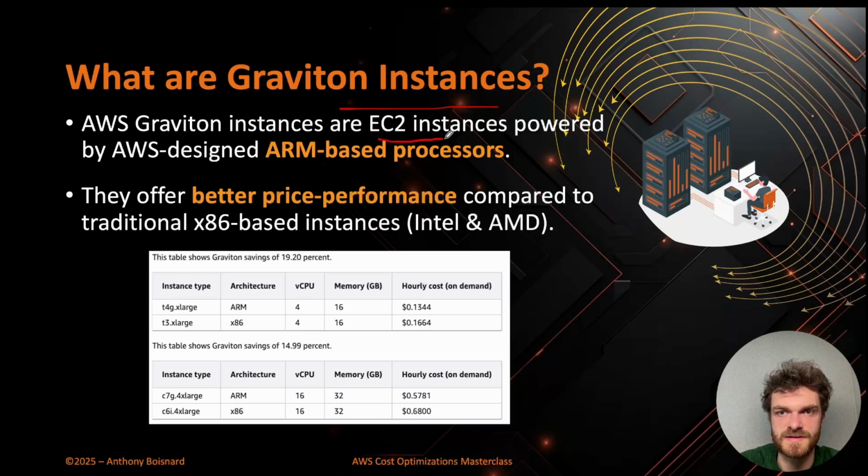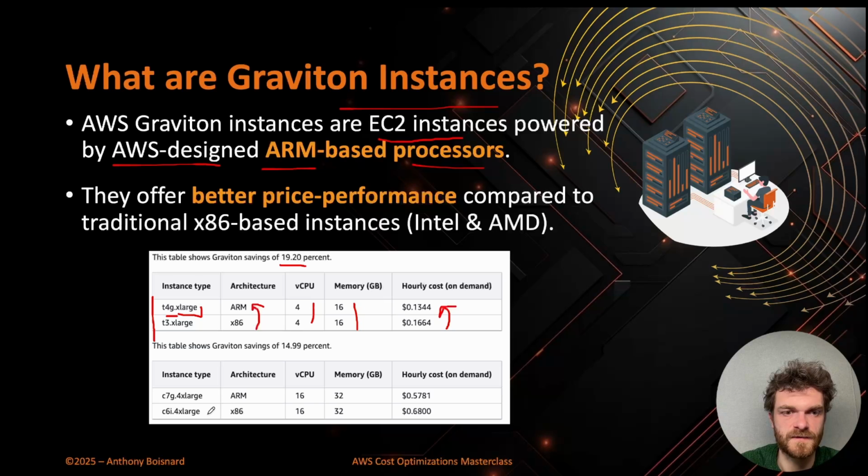They are EC2 instances powered by AWS-designed ARM-based processors. So they offer better price performance compared to a traditional architecture. Here, for example, you have a comparison between T3 and T4G. So the G refers to Graviton. They have the same instance size, X large, but not the same architecture here. They have the same CPU, same memory, but of course, the hourly cost is less for the Graviton instances. So here you're going to save around 19%.